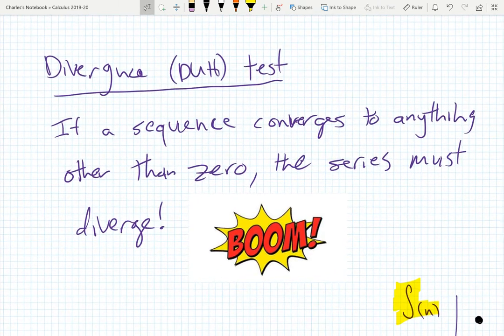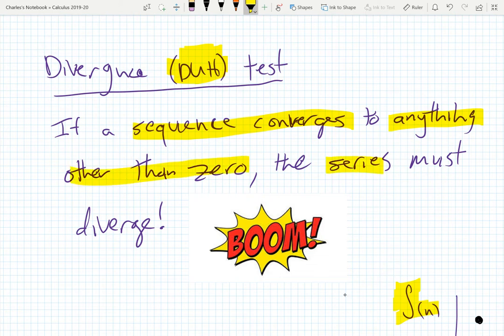Then we have the divergence test, okay? The divergence test, I call it the duh or the no-duh test. The divergence test is really just stating the obvious, okay? It says if a sequence converges to anything other than 0, then the series must blow up or diverge.